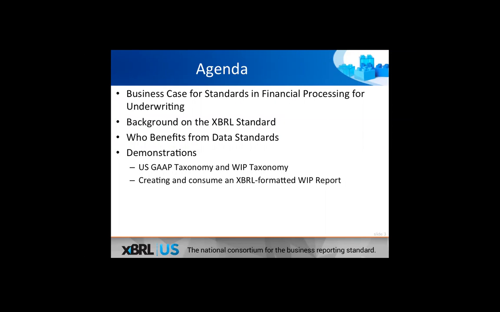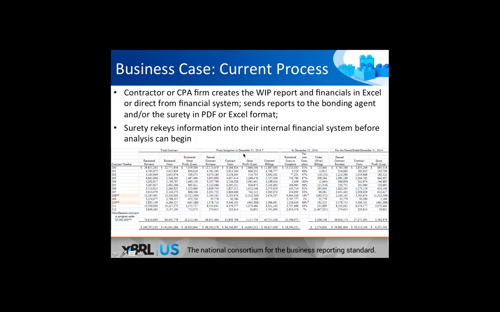We'll be demonstrating the US GAAP Taxonomy and the work in process taxonomy that Rob mentioned and show how those two fit together. And we'll also be demonstrating how you can actually consume an XBRL formatted work in process report. So how this would work in practice. So with that, I'm going to turn it over to Jason, who's going to talk us through the business case.